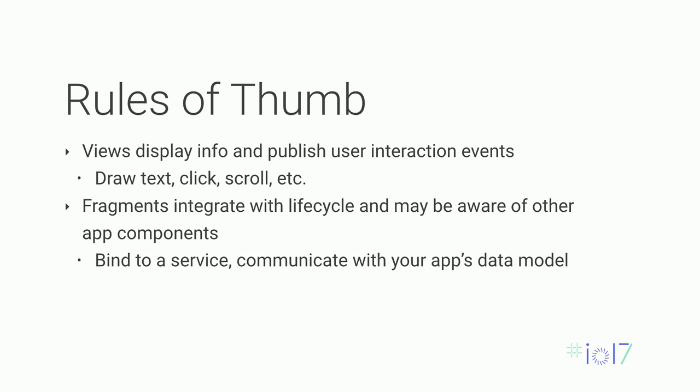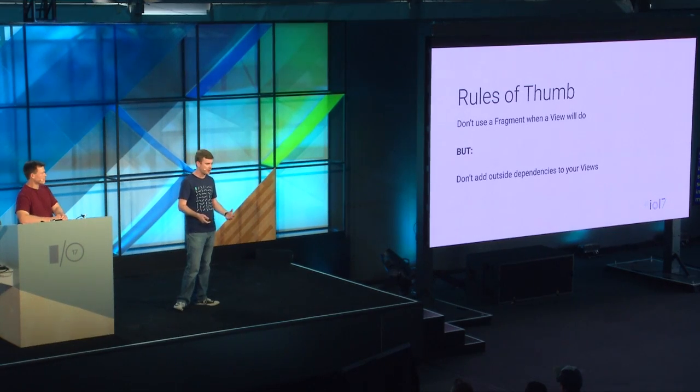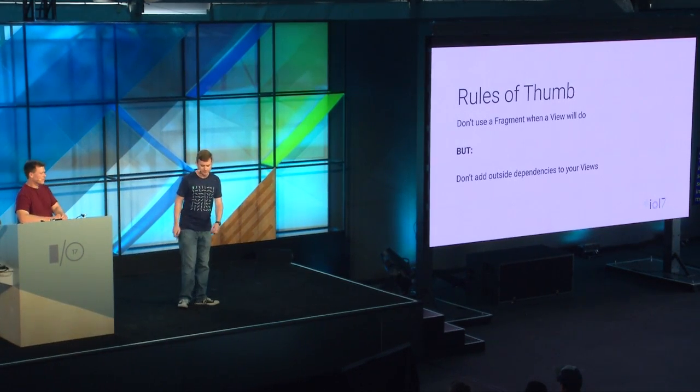So you might bind to a service. You might be communicating with your app's data model, performing a database query, and so on and so forth. So you should never use a fragment when a view will do, but you also want to make sure that you're not adding outside dependencies to your views. It's definitely a code smell if you ever find yourself doing something like trying to bind to a service from a view implementation, or trying to make a network call, or again, trying to integrate with anything that's outside of the realm of just that one individual view.